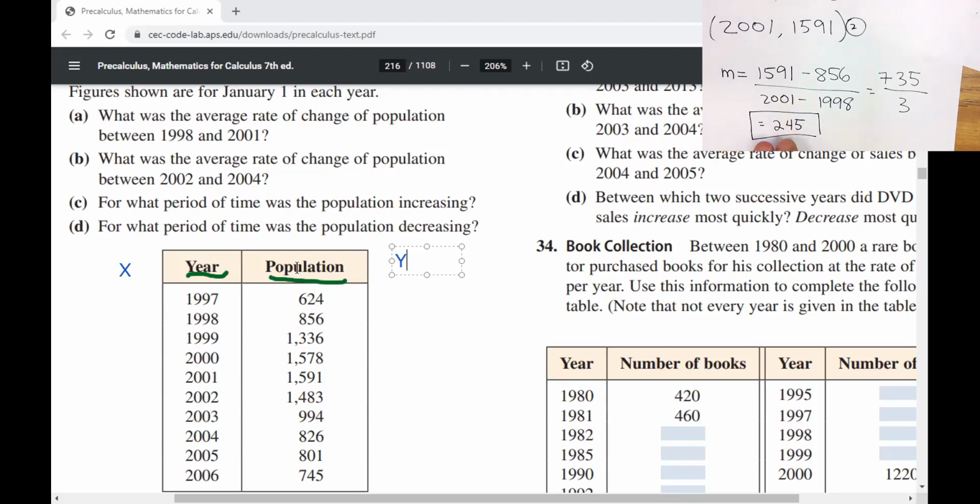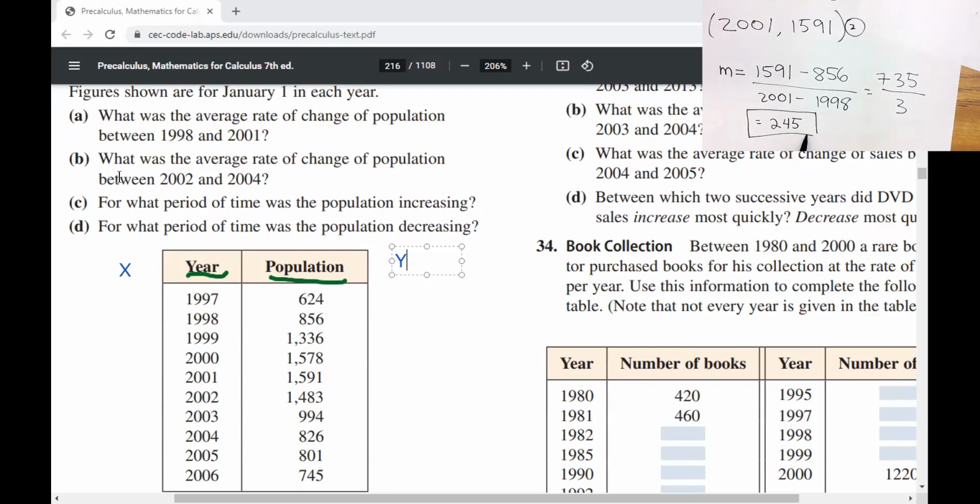So class, this 245 is not just a number, right? It represents something. What does it represent? The slope, yeah. But what does it represent in terms of this problem? The rate of change of the population. So between 1998 and 2001, each year, the population on average grew at a rate of 245 people. And that is the main idea of this lesson.